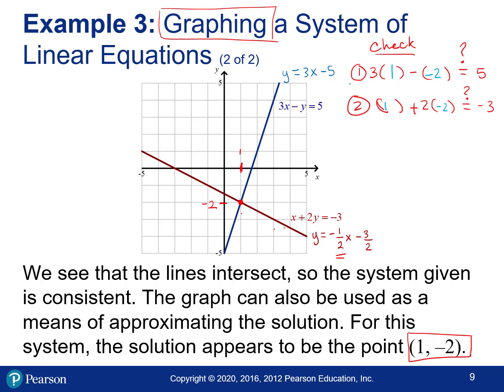So the first one, we get 3 plus 2. Oh yeah, that one's fine, that's 5. And the second one, that's going to be 1 minus 4, which is negative 3. So yes, that just verifies that this is in fact the solution to that system of equations.